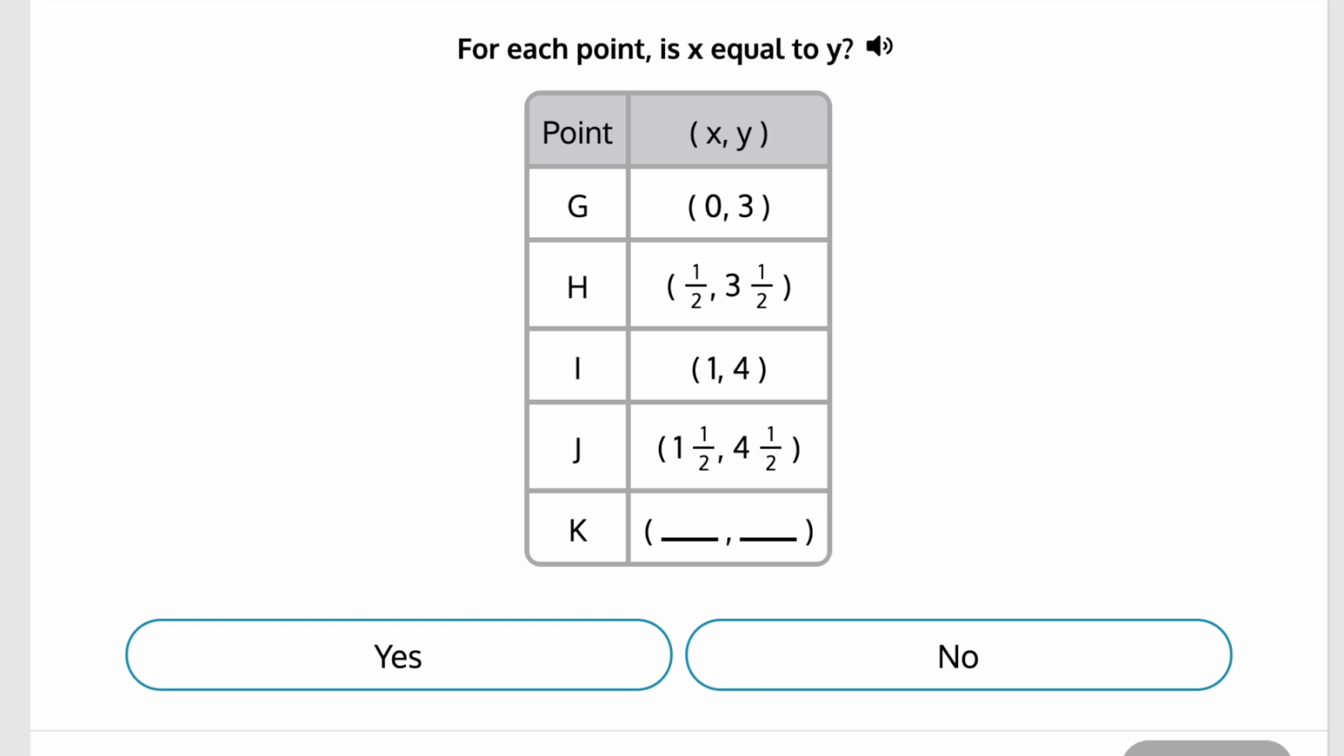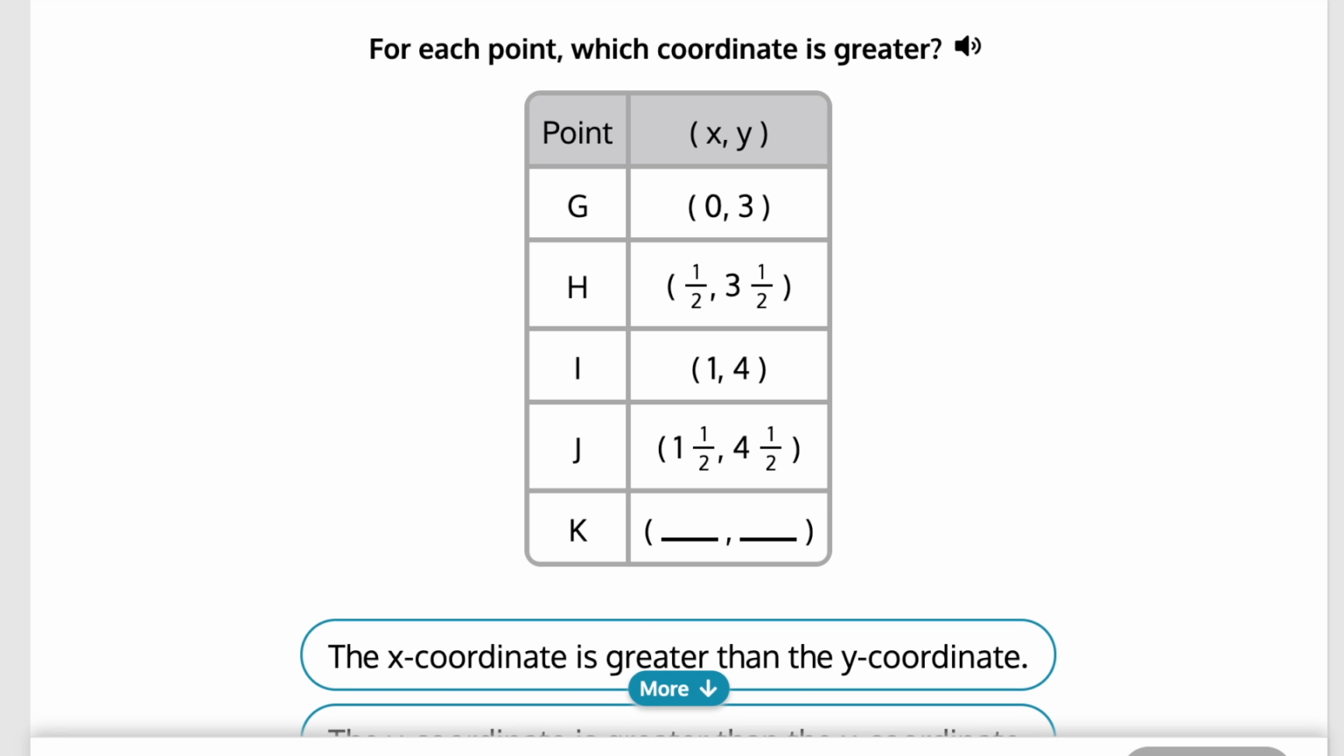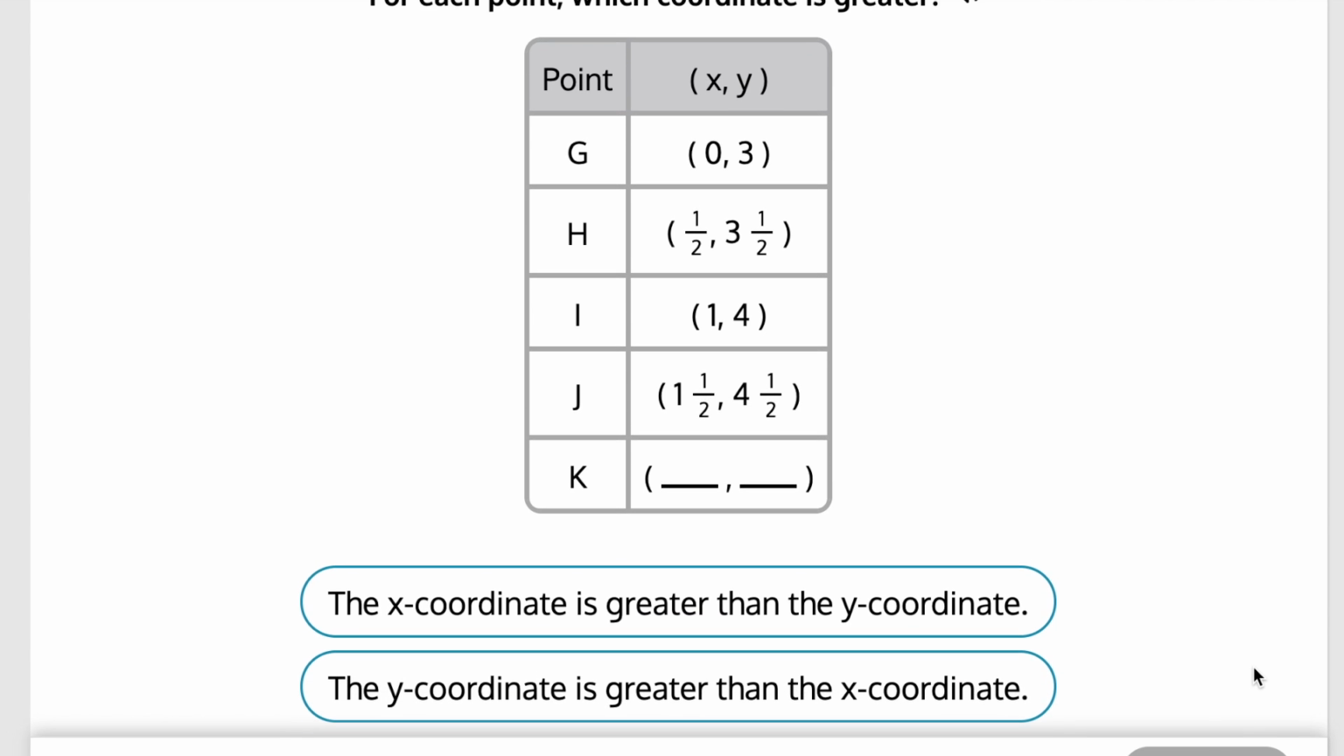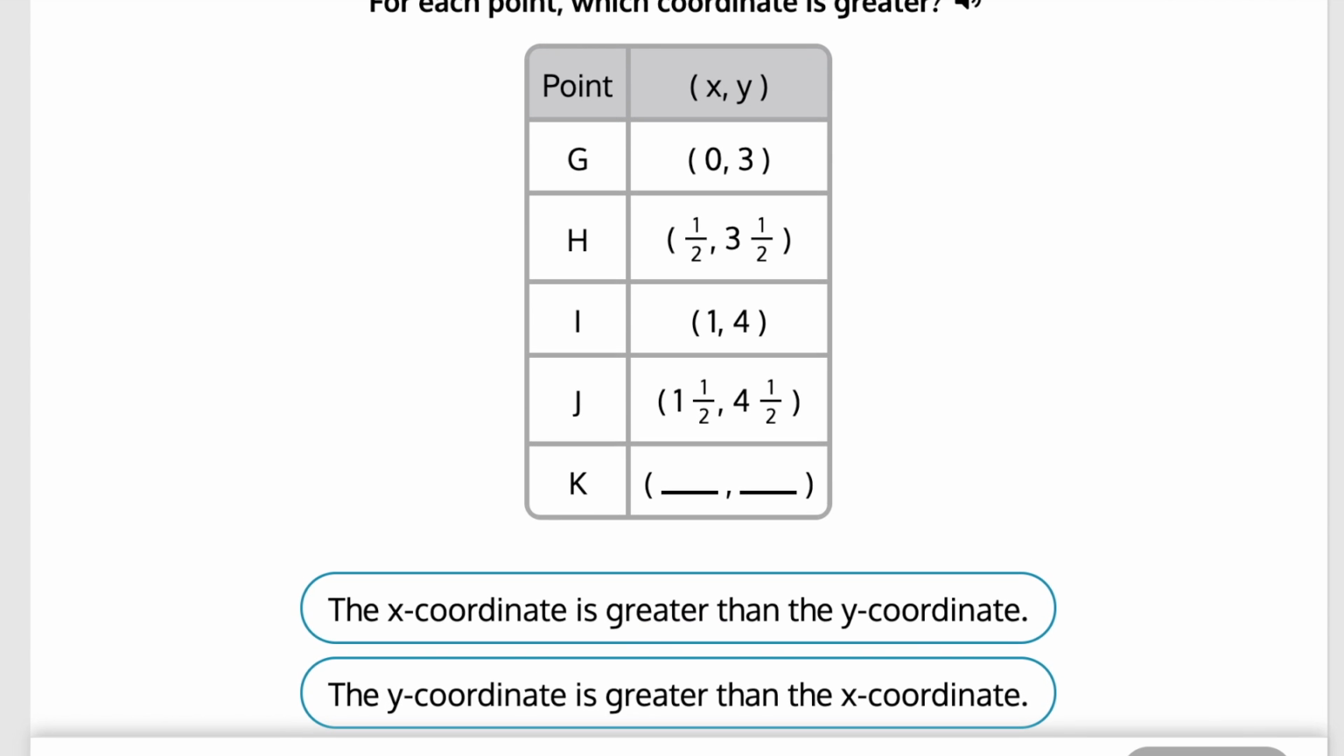So let's think about what we notice here. For each point, is x equal to y? Well, in G, x is 0, y is 3. H, x is 1/2, y is 3 1/2. So are they equal? No, they're not equal. For each point, which coordinate is greater? Let's think about that pattern. So in point G, the y coordinate is greater. In point H, well, this is 1/2, this is 3 1/2, the y coordinate's also greater.